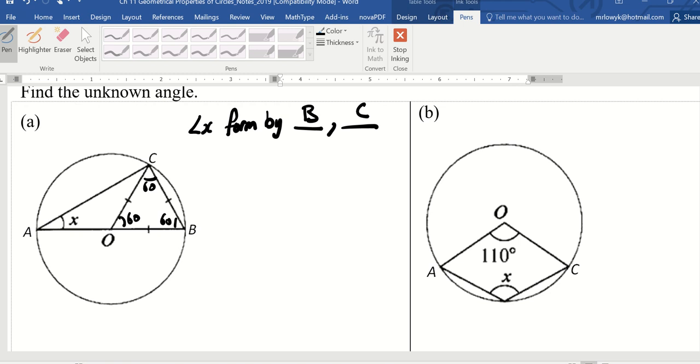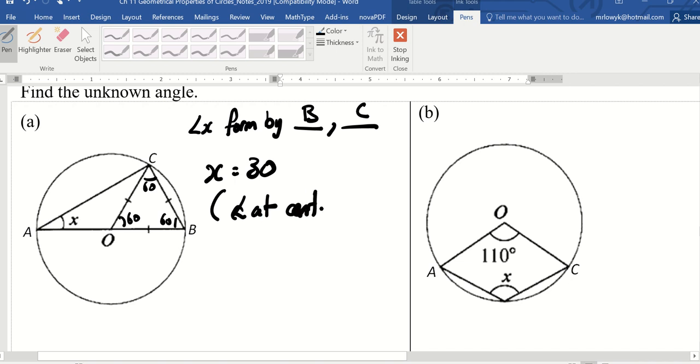How? Double. If this is 60, this is 30. So what you do is this. You just write down X equals 30. Angle at center equals angle at circumference. Okay, I didn't spell out, but I want you to spell out.